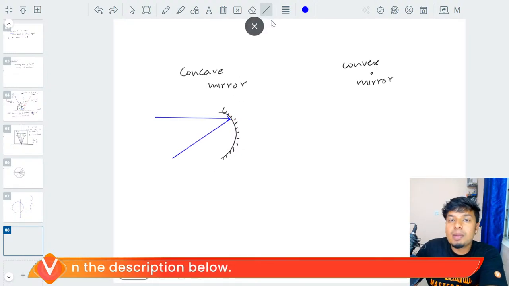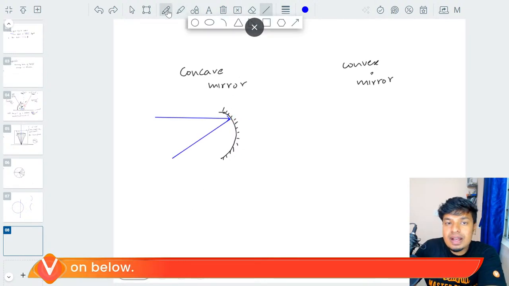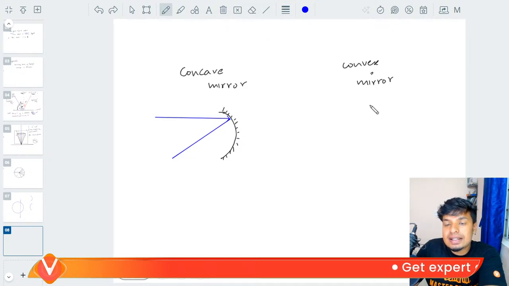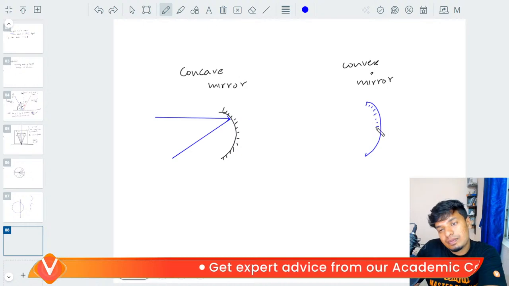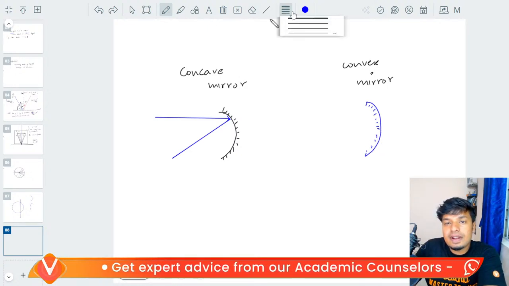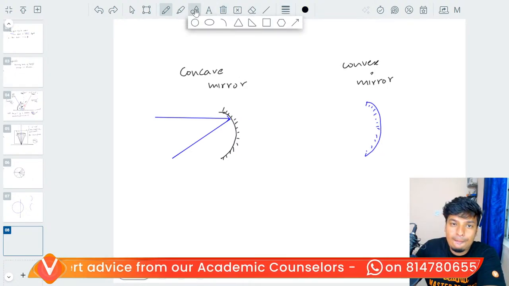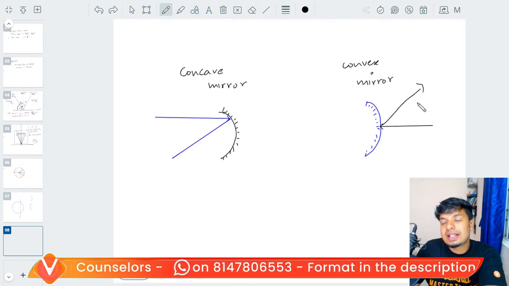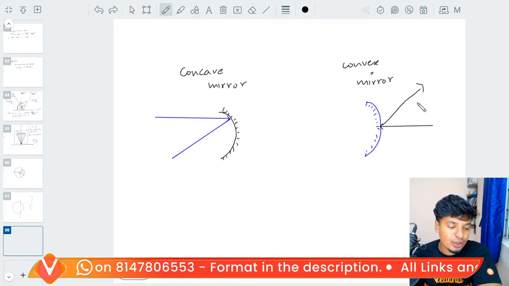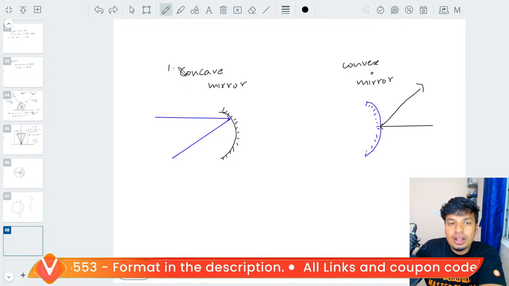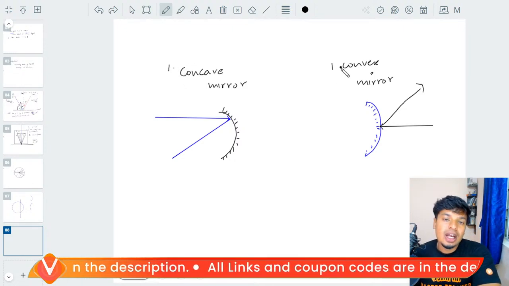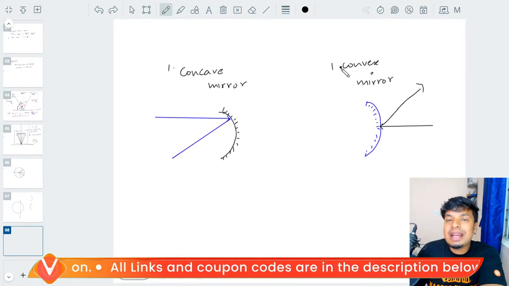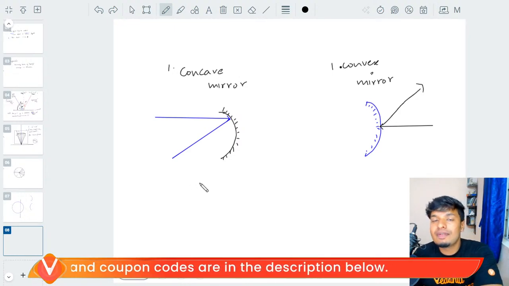Okay, let's talk about convex. In convex, what happens? The reflective side is outside. So the inner part will be shaded. The outer surface is reflective. This is a convex mirror. Understood? Very simple. Okay. Concave, convex mirror. Now let us see the types of images formed in concave and convex mirror.